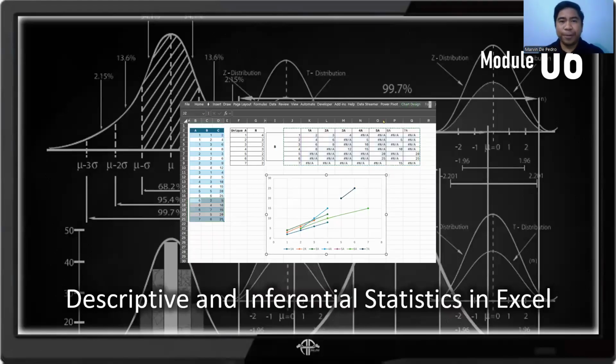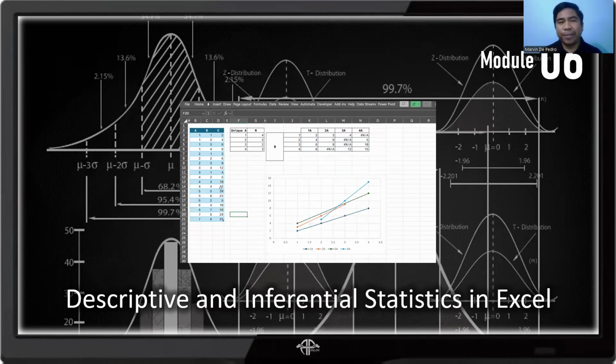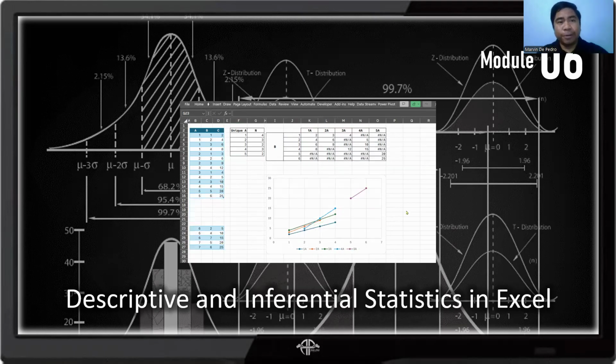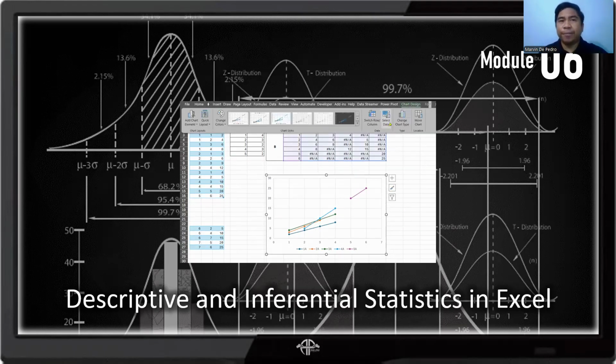We are now on module 6. And hello, everyone, by the way. We are talking about descriptive and inferential statistics using Excel. So here we're going to continue what we started in module 5.